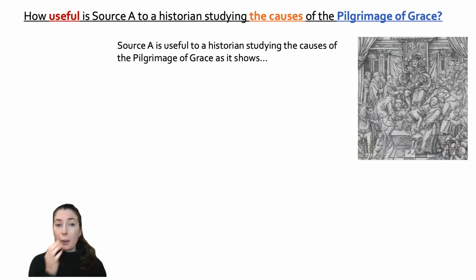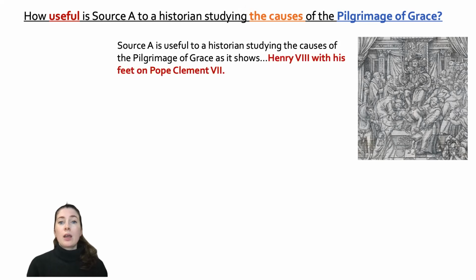So to write it up, always start with your topic sentence. Source A is useful to a historian studying the causes of the Pilgrimage of Grace as it shows Henry VIII with his feet on Pope Clement VII. So you literally copy out the question, but you change the wording slightly. You can replicate that topic sentence for any question, just change the key words.